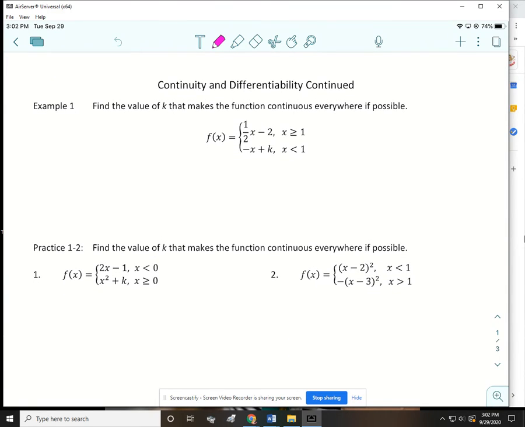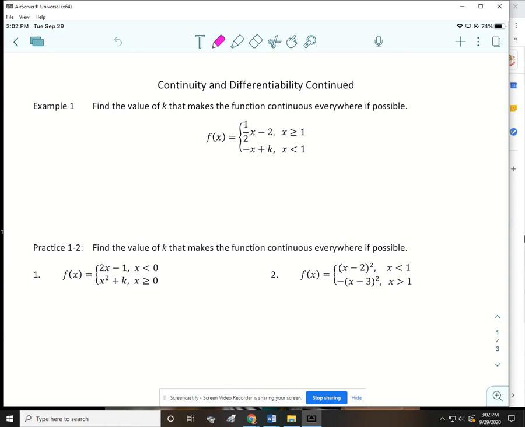Right, we're just jumping back a little bit. We're going to continue some things with continuity and differentiability now that we've learned some shortcuts to find the derivative. It's going to make some of this stuff a little easier than if we were to do it using the limit definitions. So example 1 in practice problems 1 through 2 have the same directions, and it is to find the value of k that makes the function continuous everywhere if possible.